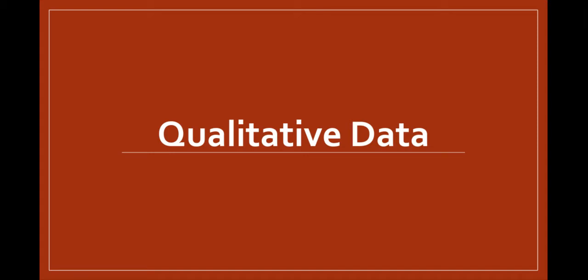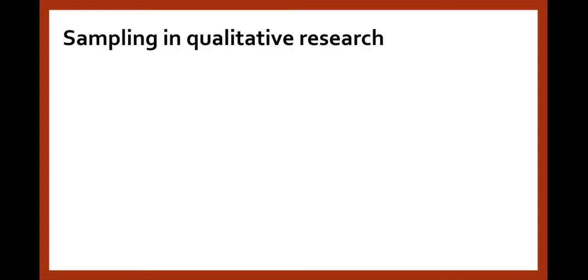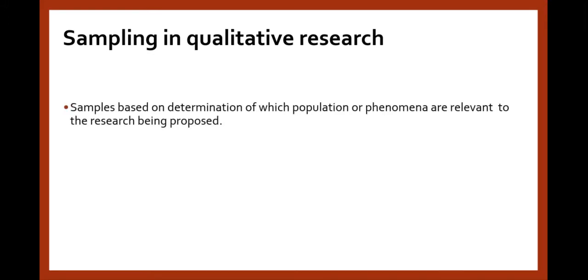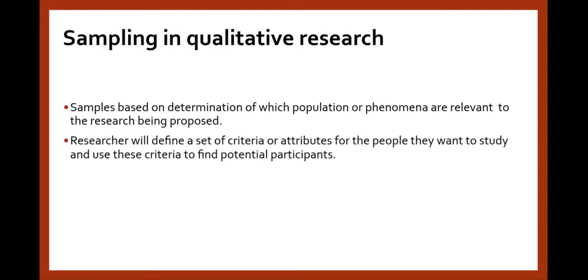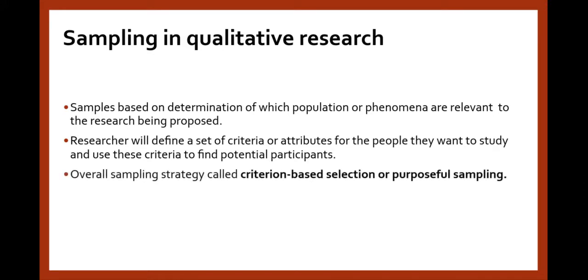This video is on qualitative data generally, particularly sampling in qualitative research. Sampling is whatever portion of a population or component of a phenomenon that's being investigated in a research study. The researcher needs to define a set of criteria or attributes that the people they're studying need to conform to, and needs to be applied to all participants, or at least potential participants in a study.